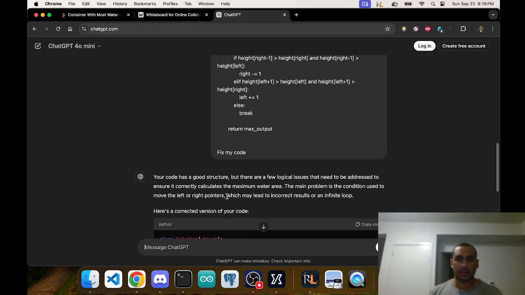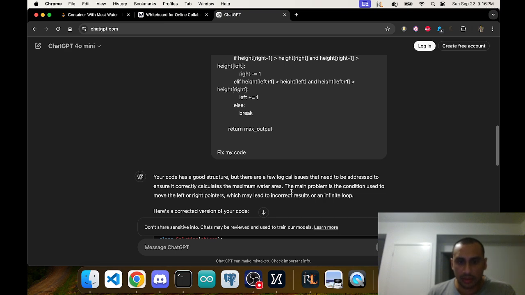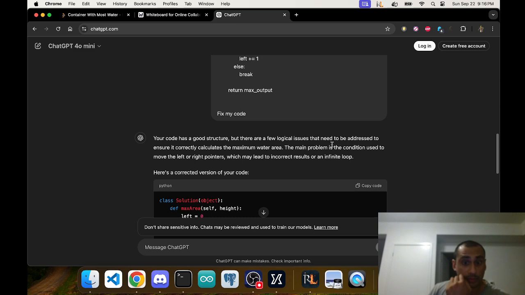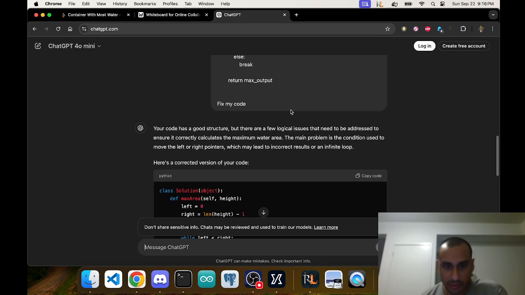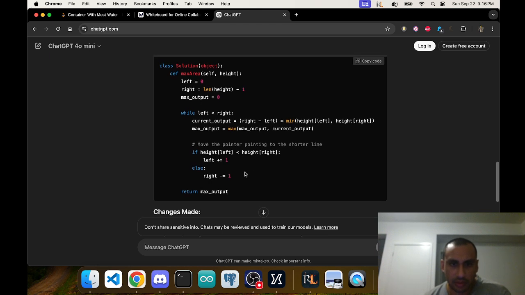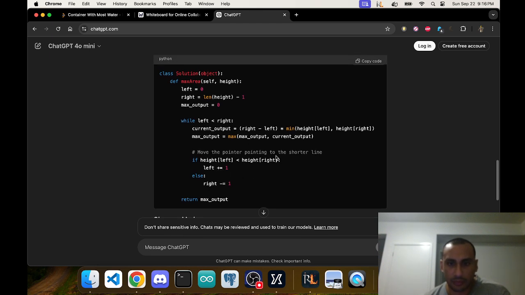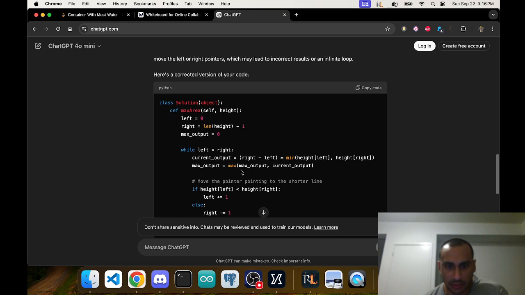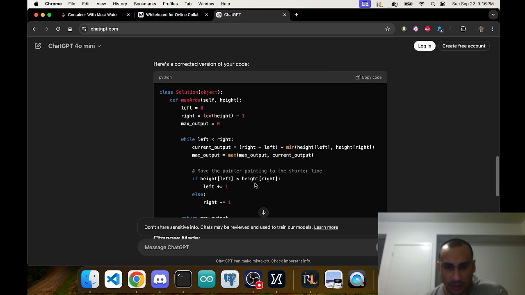Let's see how far I got. Your code has a good structure. There are a few logical issues that need to be addressed. Okay, so the main problem is the condition used to move the left and right pointers, which may lead to incorrect results or an infinite loop. Move the pointer pointing to the shorter line. Okay, so all this stuff is correct so far. So it's just a simple two-pointer.